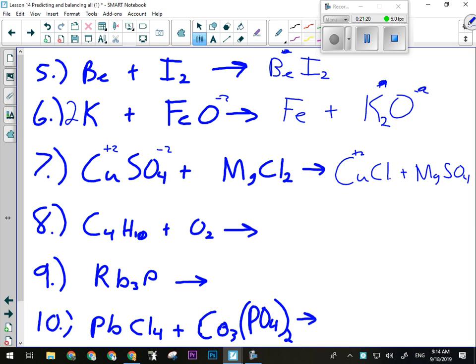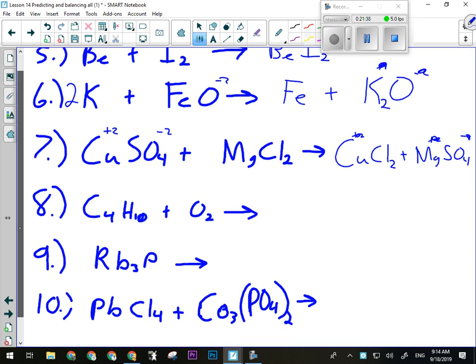So this will be CuCl2. This is a +2, this is a -2, so that compound is fine. Now we need to balance the whole reaction. Done, because it's already balanced. I should really make up some harder ones.